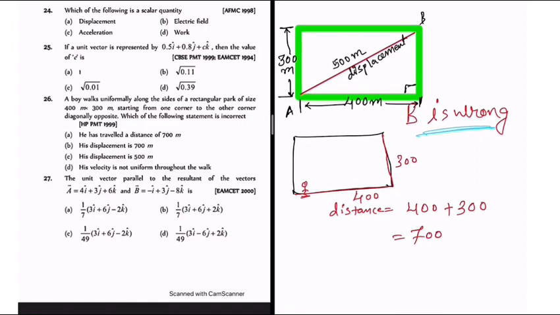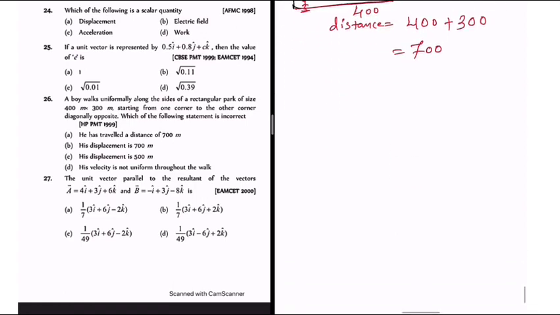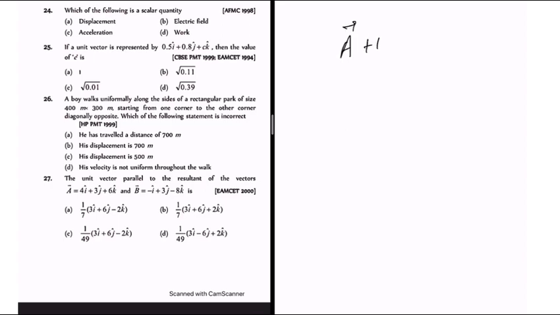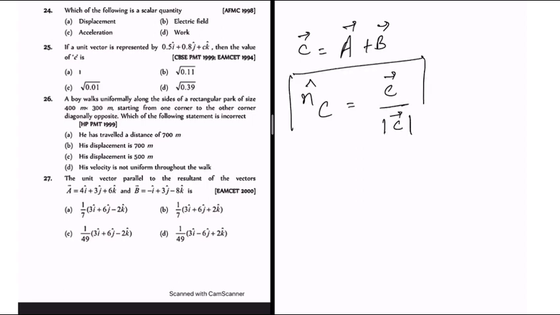Remember this. Now the next question, 27th: a unit vector parallel to the resultant of the vectors A and B is. First of all, I'll give you just a hint. A plus B, say this vector is C, and then find C cap, which is vector C upon its magnitude. You will get the unit vector. Please do it by yourself.